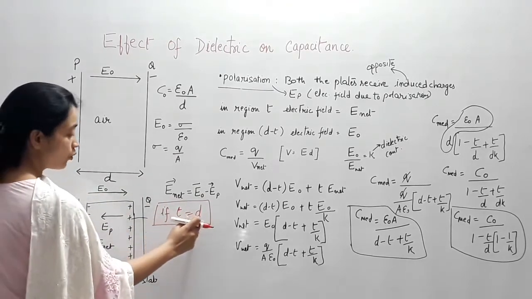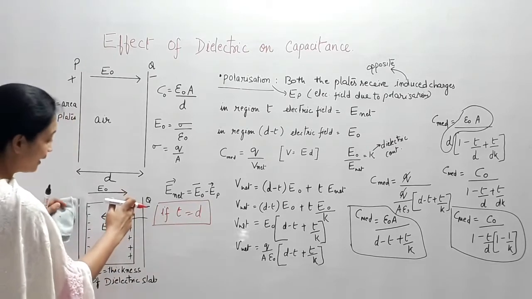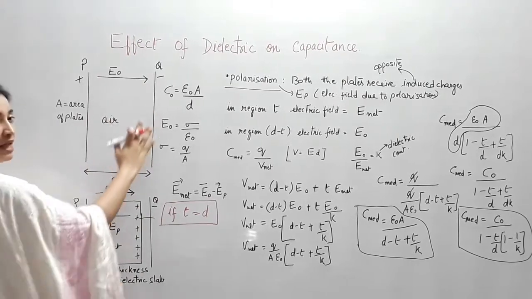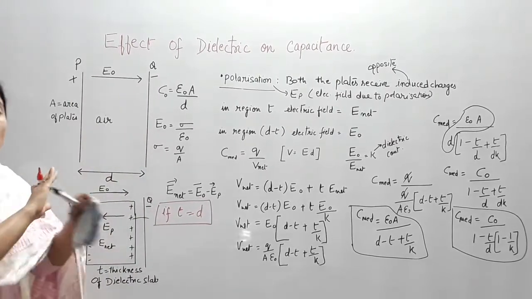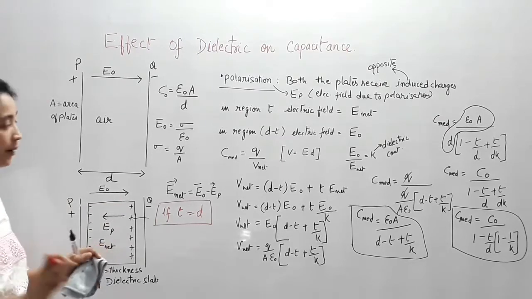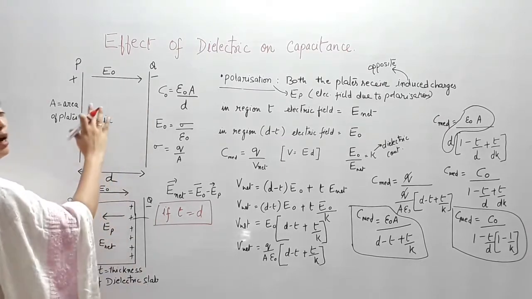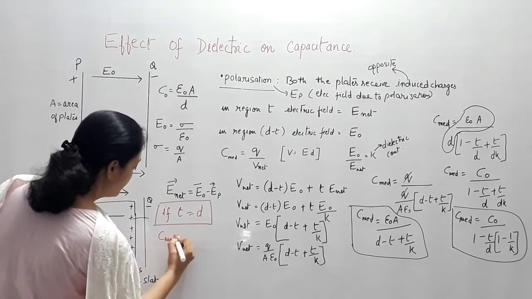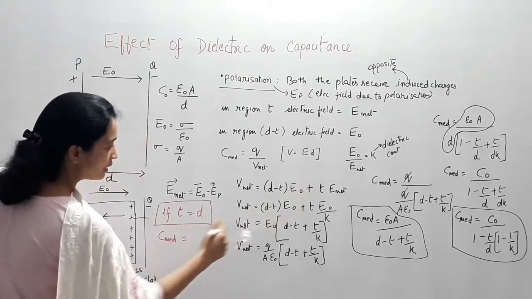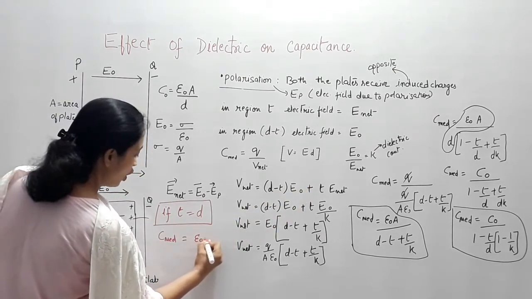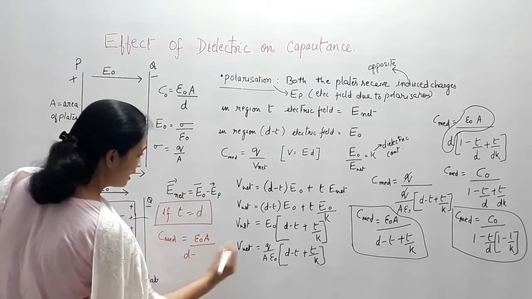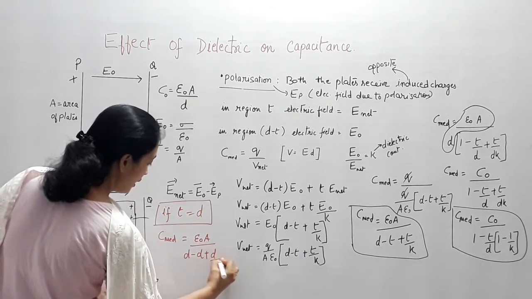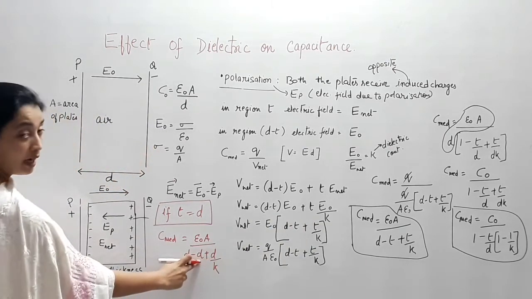So when T is equal to D, that means when the thickness of the slab is equal to the distance between the plates, the entire space between the two plates is completely filled with dielectric. You have filled the space between the plates of the capacitor with dielectric. Then what am I getting? C medium is equal to epsilon naught A upon D minus, in place of T, I will put D, plus D upon K. In place of T, I am substituting D.